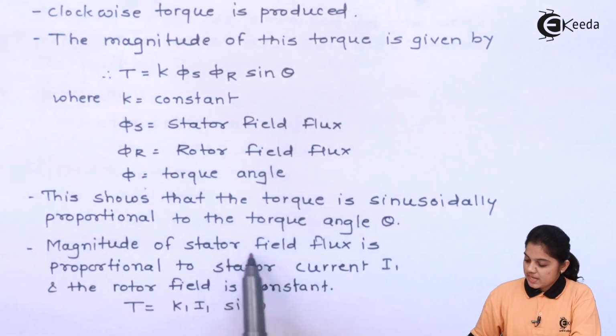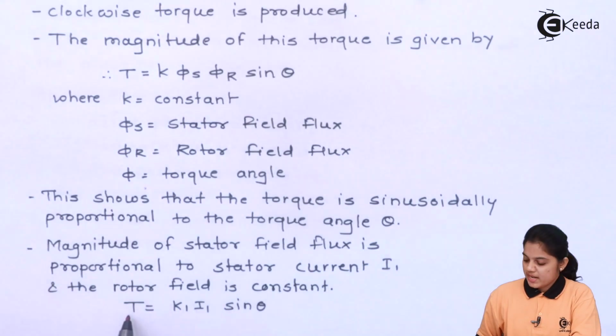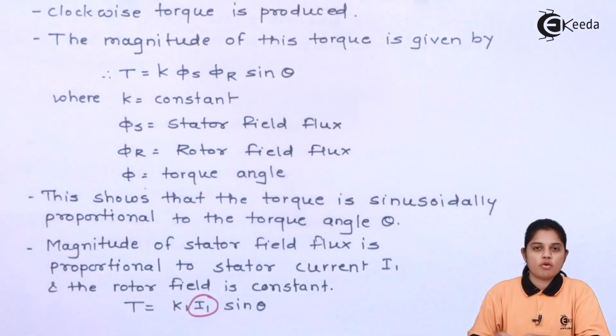So the magnitude of the stator field flux is proportional to the stator current I1. So it is known as T is equal to K1 into I1 sine theta, where I1 is the current across the stator.